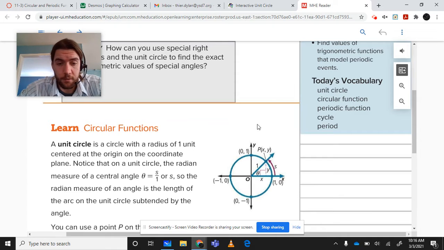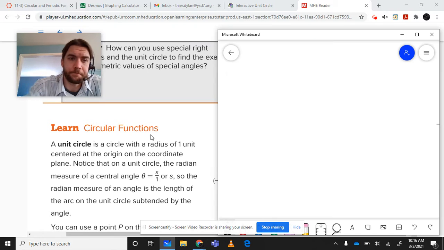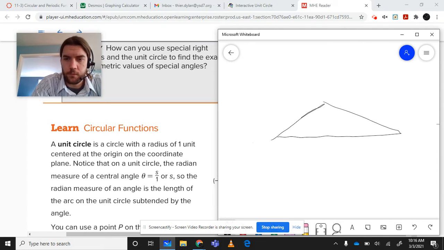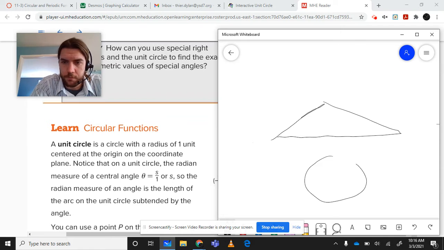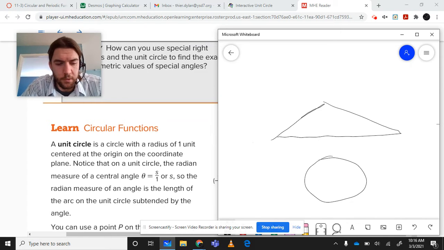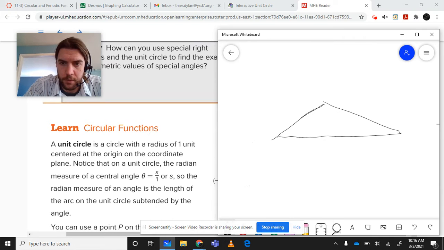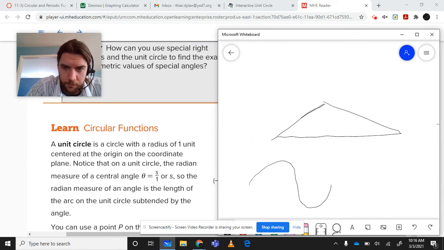So, the things that it connects specifically is it connects the shape of a triangle to the shape of a circle. Okay, those two things are not obviously connected. It even goes further than that. It connects the shape of a triangle to the shape of a wave.